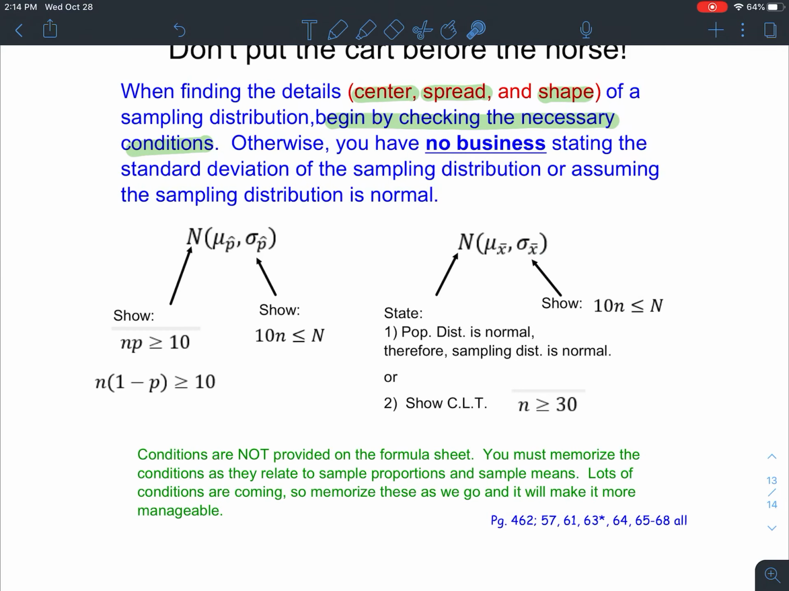Okay. Now, one final thing to remember. These conditions are not provided on your formula sheet, so they have to be memorized as they relate to proportions versus sample means, and there are a lot more conditions, unfortunately, coming your way, so it is very important that you memorize these as we go. All right, that brings this chapter to a close.